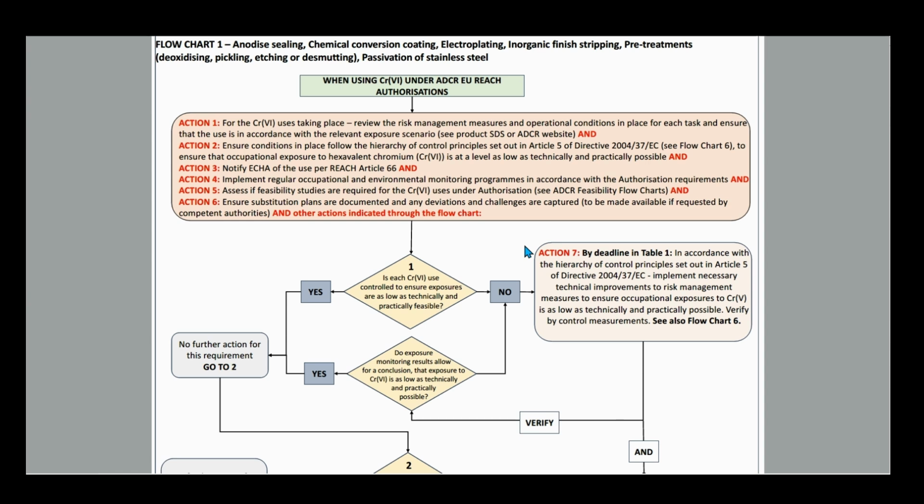After you have installed the technical improvements, you need to carry out control measurements to verify that the occupational exposures to hexavalent chromium are as low as technically and practically possible. Please note that this process may be iterative and you may need to implement various technical improvements or measures until you can conclude that the exposure is sufficiently low.